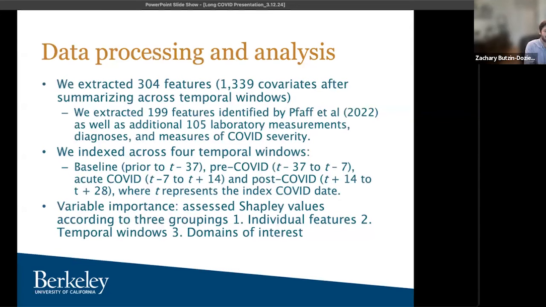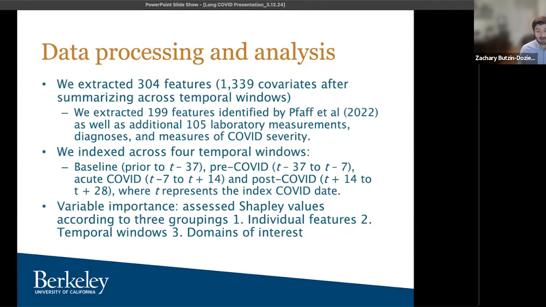We started 7 days before because we got insights from clinical collaborators that it was likely that somebody has COVID well before they actually present at the healthcare center to get tested, which would be the date that they actually had. And then the final window we had was post-COVID, which was between 2 and 4 weeks following acute infection. We assessed variable importance via Shapley values based on 3 groupings.